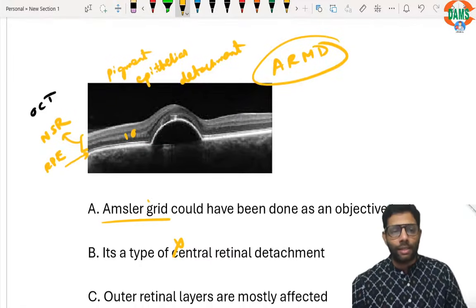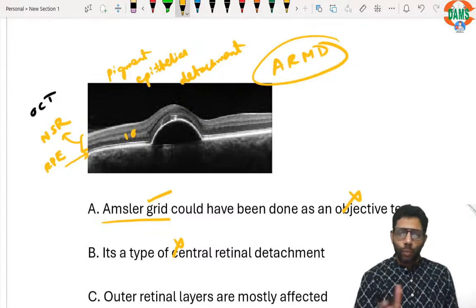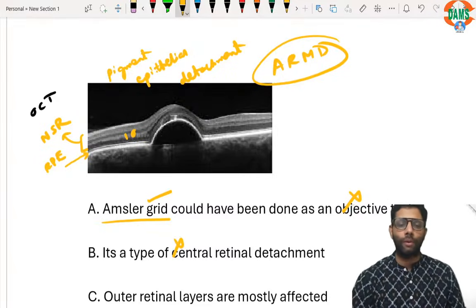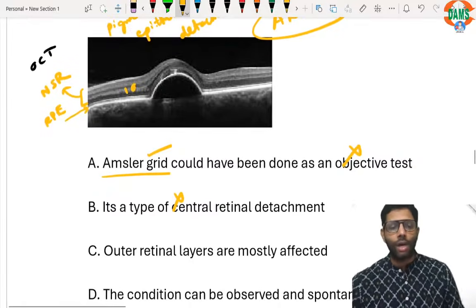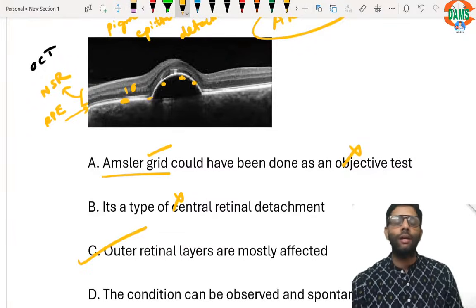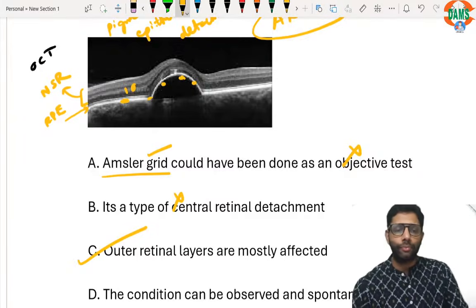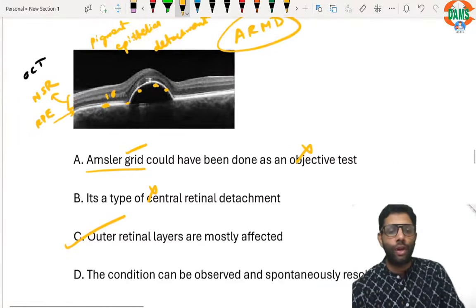Now Amsler grid is done, yes, but Amsler grid is not an objective test, it is a subjective test. Patient will tell whether he is having metamorphopsia or not. Answer is outer retinal layers are involved, because here the drusen, age-related end products, are deposited under the RPE layer in the Bruch's membrane. That is the answer over here.